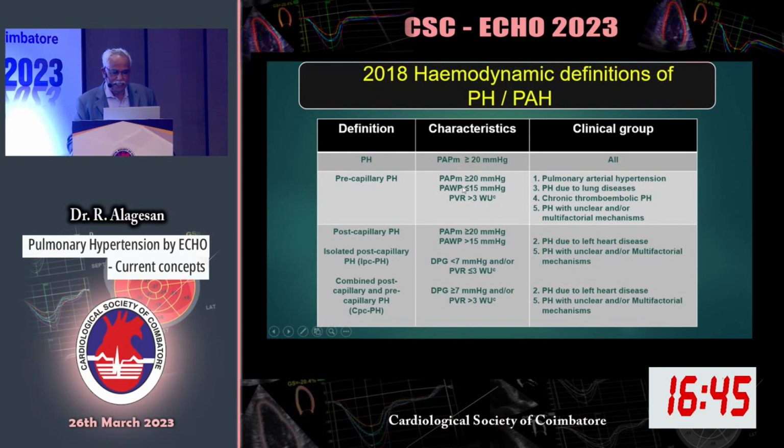The pulmonary artery wedge pressure is normal in 1, 3, 4, and 5. So this is the group in which the pulmonary artery wedge pressure is normal, pulmonary vascular resistance is increased. The post-capillary pulmonary hypertension, where the pulmonary artery wedge pressure is increased, typically occurs in patients with pulmonary hypertension due to left heart disease and also in group 5. And the combined one, again, some of the cases of group 2 and group 5 have combined precapillary and post-capillary pulmonary hypertension.